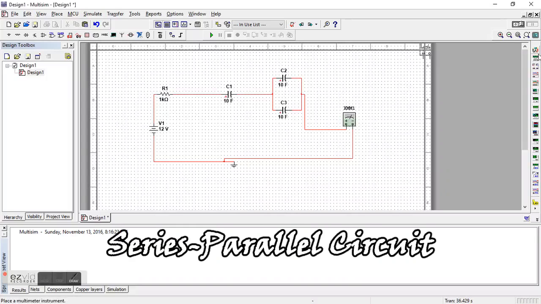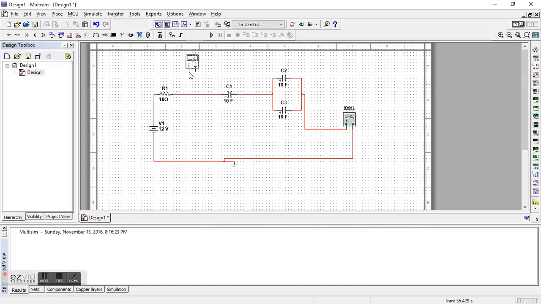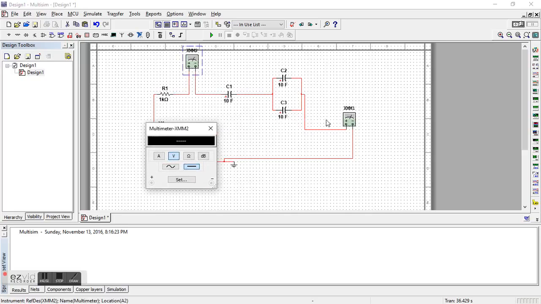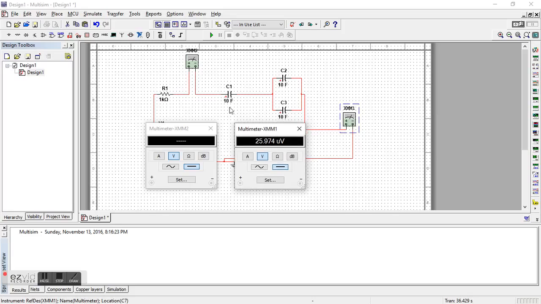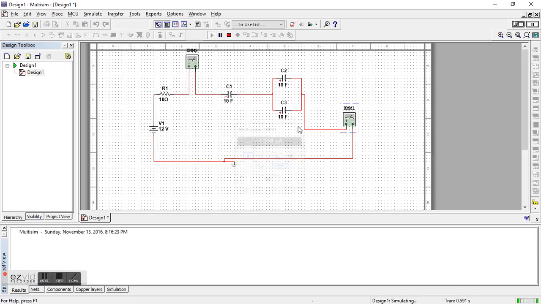So I already built the circuit, and we'll just need to connect the wires properly. Again, we need to connect the ammeter in series in the circuit, and we'll put it there. Set the two ammeters aside, and there you will see the current flowing into and out of the capacitors.